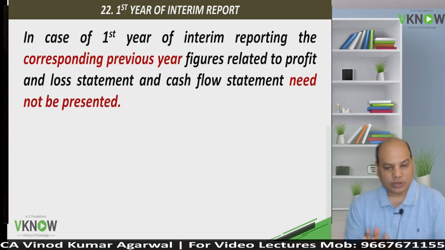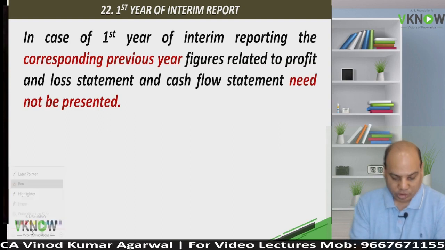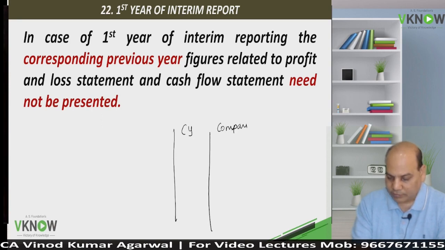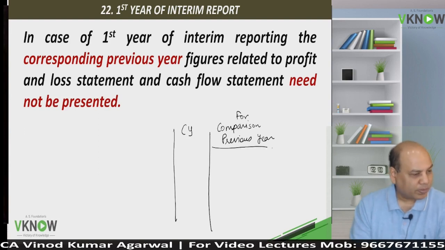Now let us come to the next paragraph, 22. First year of interim report. You are studying AS 25 right now. In an interim financial report, this is suppose the current year, and for comparison purpose, we also give previous year data. For comparison purpose, we give previous year data.